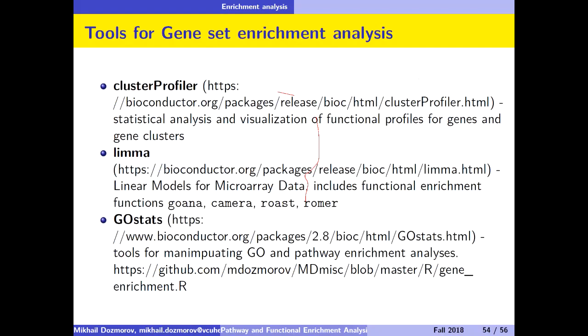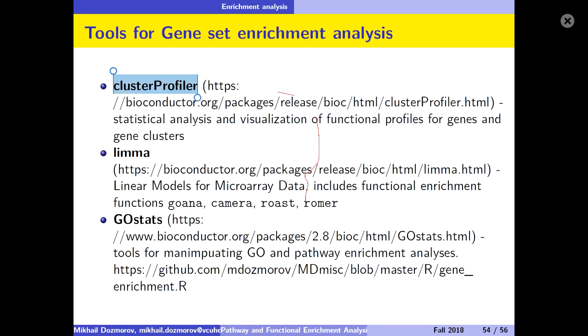These are R packages to perform gene set enrichment analysis. I already mentioned geostats. Limma is a general purpose package that allows you to perform normalization, filtering, and differential expression detection, but it also includes functions for performing functional enrichment analysis. Some of them I already mentioned, camera, ROST, and there are some more options. So you have many choices to perform this enrichment analysis.